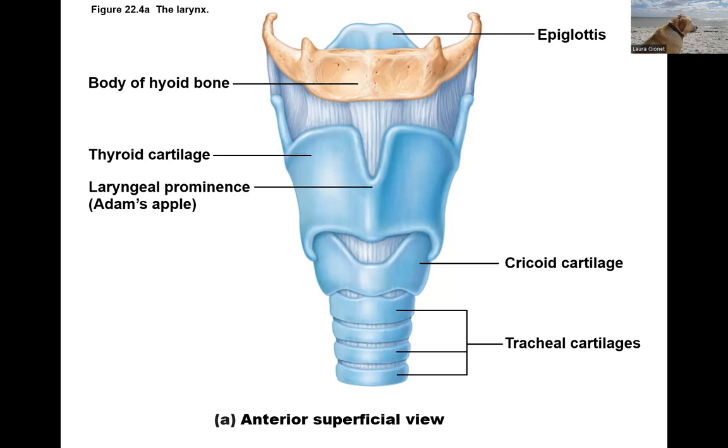And the arytenoid cartilages, they kind of look like horns. It's the only paired cartilage, and that's a good question, and often pops up here or there. It attaches to the vocal folds and to different structures so that you can create different tensions on the vocal folds to create different pitches of your voice. Below the cricoid cartilage is your trachea.